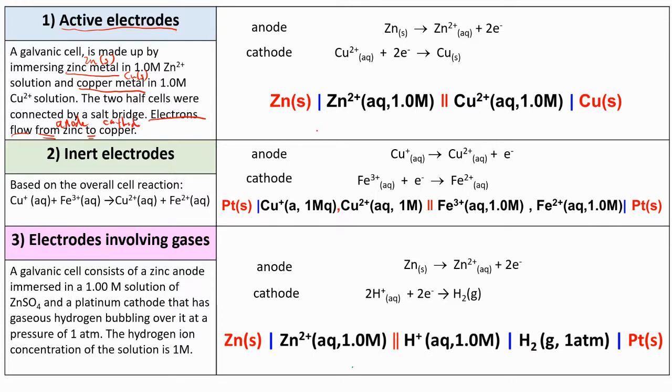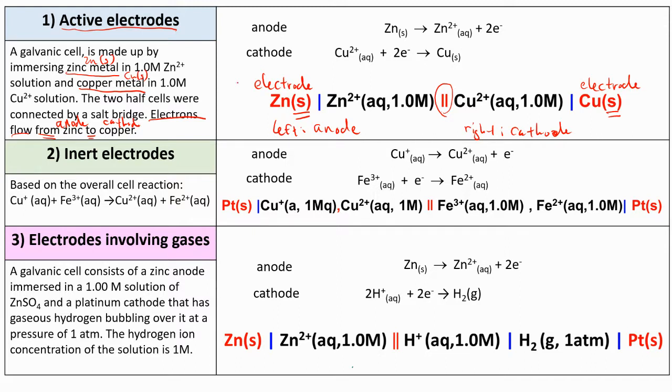Okay, so remember for writing cell notation, on your left, it must always be the anode. Automatically, after the salt bridge, on the right, it will be the cathode. So what are the electrodes? Usually I tell students that at the ends of both sides of the cell notation, it must be solid. It must be the electrode solid.